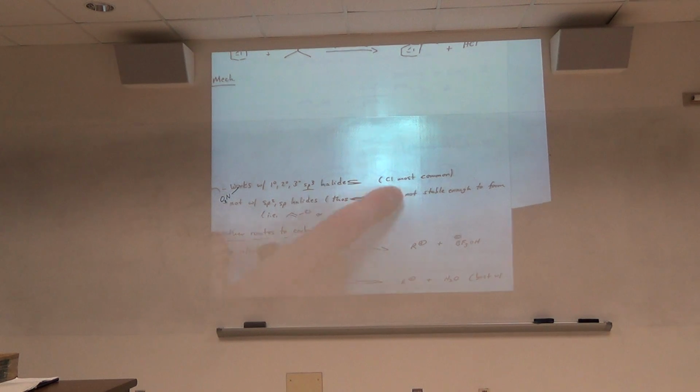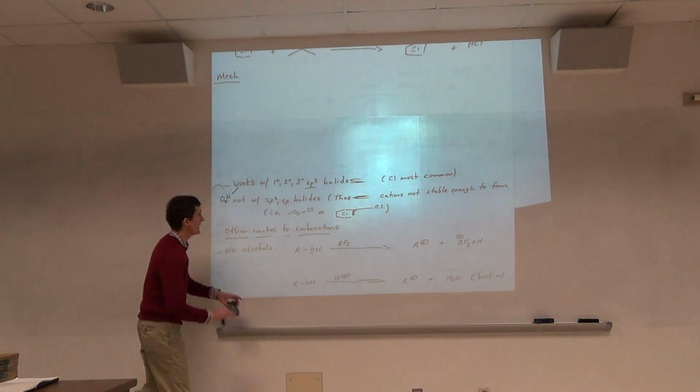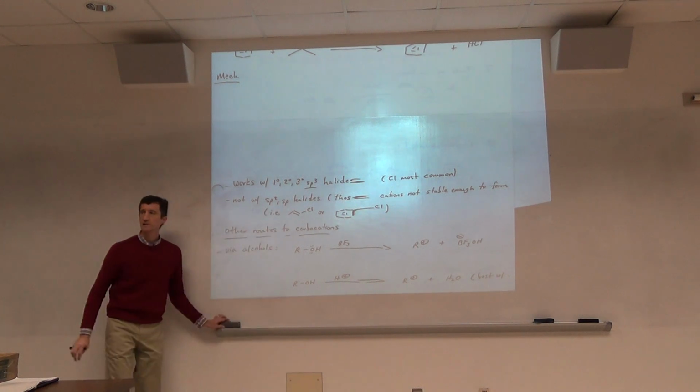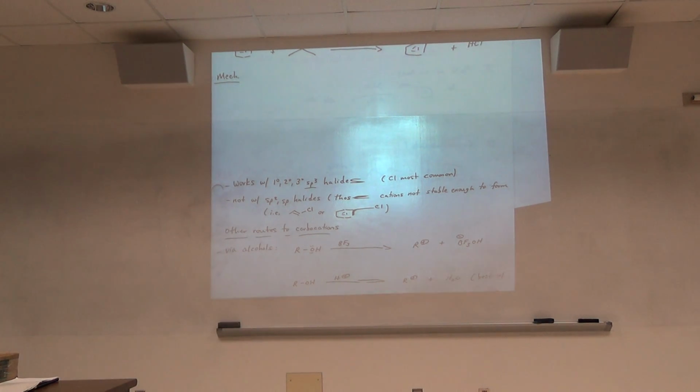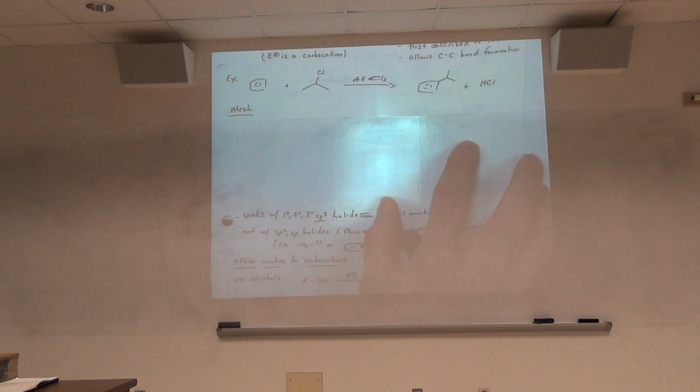Chlorine is your most common, but it does work with bromine and iodine. But typically chlorine is much more common, because chlorine is your cheapest halogen, and it does work. With the primary halides, it's probably not a primary carbocation, but we're not going to look at what it might be. Okay, up here we made a secondary carbocation, right? Those are okay. Tertiary certainly is easiest.